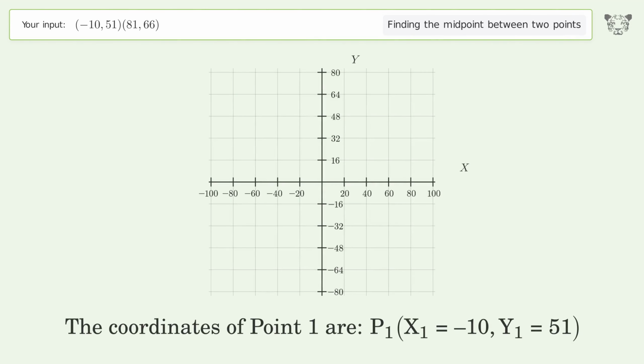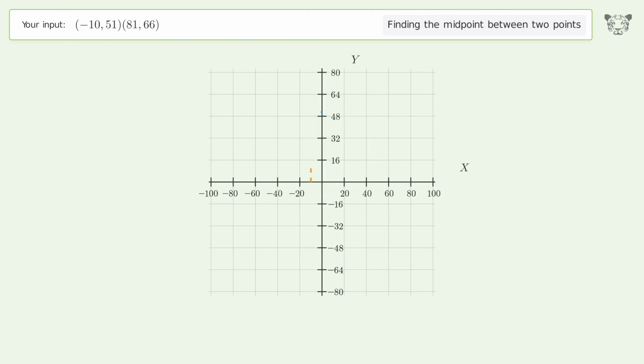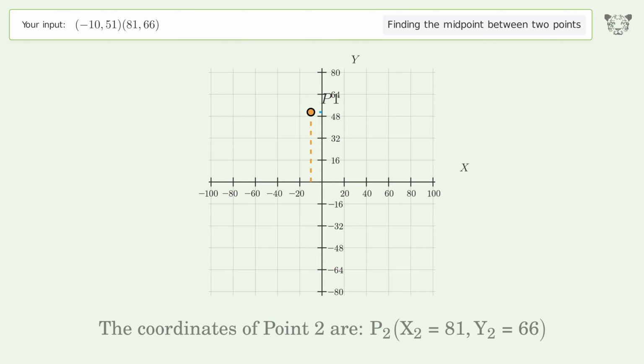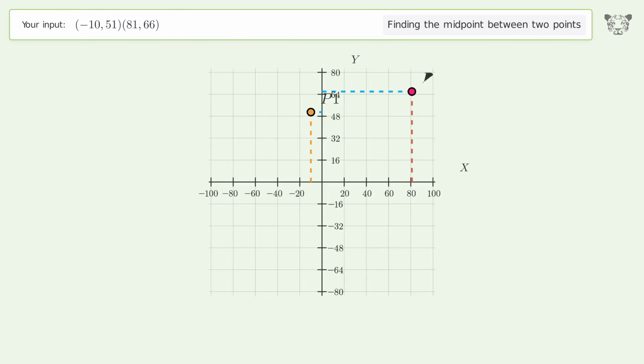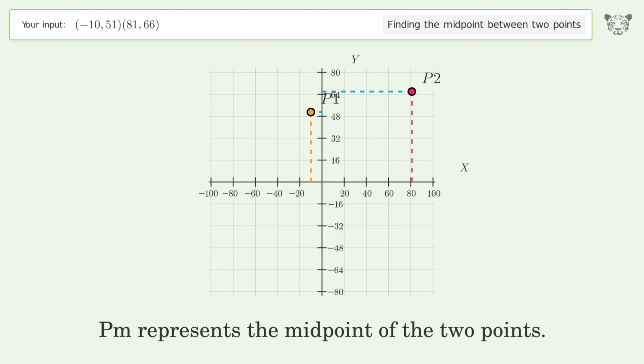The coordinates of point 1 are, x1 equals -10, y1 equals 51. The coordinates of point 2 are, x2 equals 81, y2 equals 66. PM represents the midpoint of the 2 points.